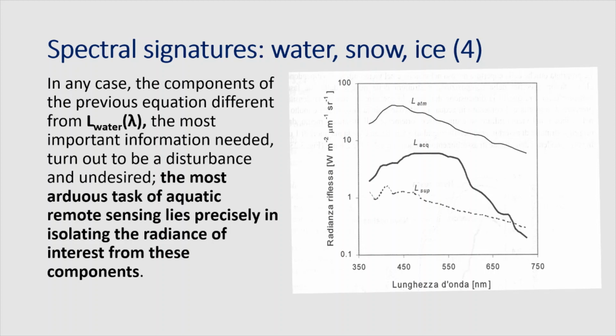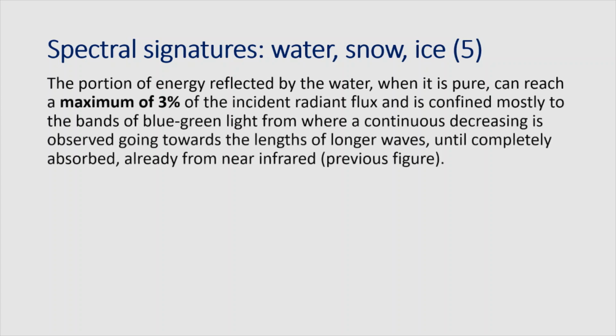But we will also try in the labs to get a clearer idea of the reflectivity of the water. The portion of energy reflected by the water, in any case, when it's poor, can reach a maximum of 3% of the incident radiant flux, and is confined mostly to the bands of blue-green light, from where a continuous decrease is observed going towards longer wavelengths, until it is completely absorbed already from the near infrared.